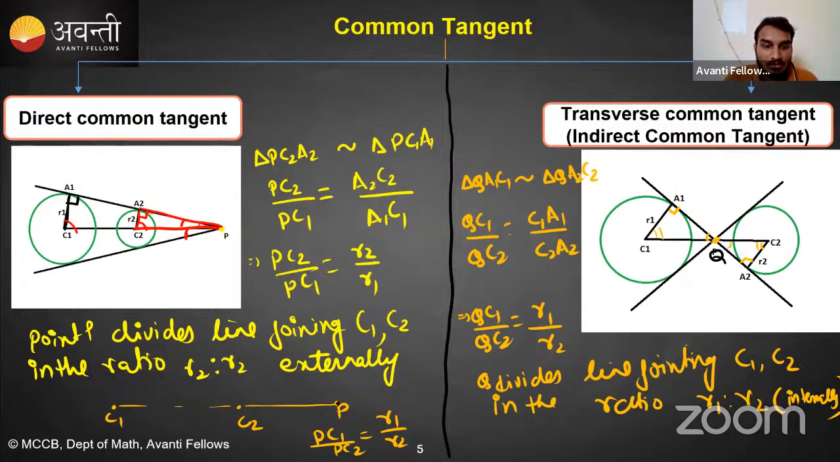So we can see clearly there are two important points. First, the point P, the point of intersection of the two direct common tangents, divides the line joining C1 C2 in the ratio R1 is to R2 externally. Similarly, the point of intersection of the indirect (transverse) common tangents, which is point Q, divides the line joining C1 C2 in the ratio R1 is to R2 internally.